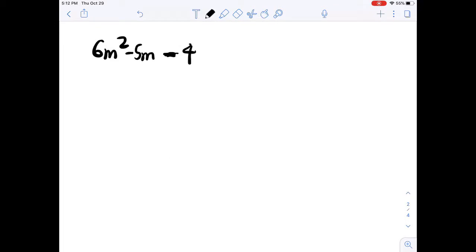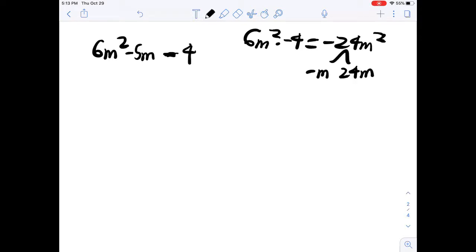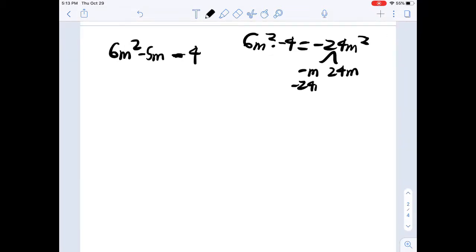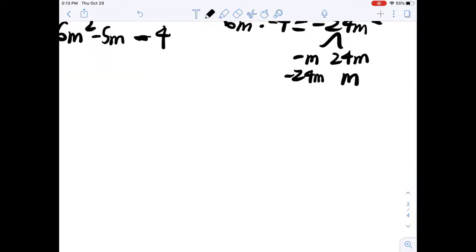Let's look at this example. 6m squared minus 5m minus 4. So we're going to do the same steps as the last problem. We're going to multiply the first and the last term. So 6m squared times negative 4 is negative 24m squared. And like before, we're going to write down all the factors of negative 24m squared. So that's negative m and 24m, or negative 24m and positive m.